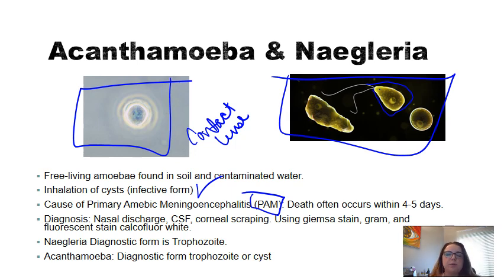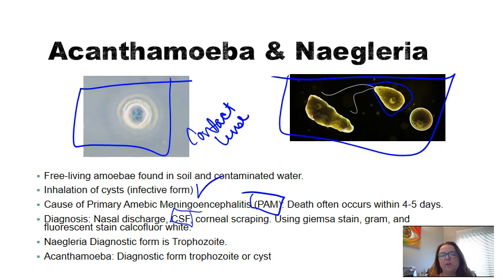We can diagnose it from a whole bunch of places. Nasal discharge, because remember, we've got that kind of altered sense of smell and taste. You can certainly find it in the CSF. Corneal scraping if we're worried about an ocular infection. Once again, you're going to need to use kind of weird stains because these are parasites. You're going to want to do a wet mount. Giemsa stain, you could try a Gram stain, but you're probably not going to see much. A fluorescent stain like calcofluor white can be used.